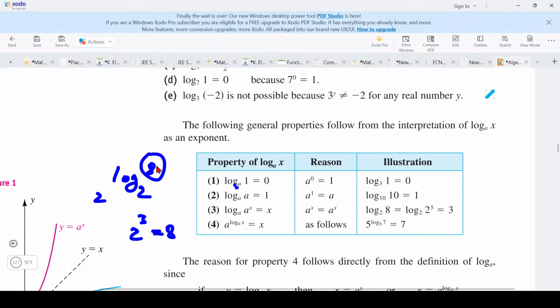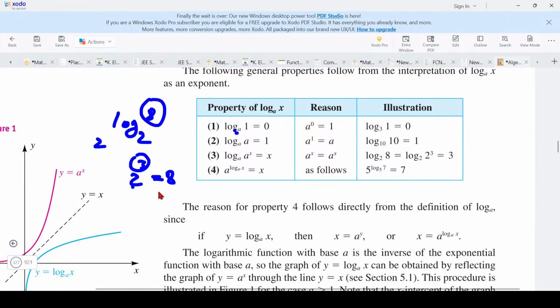Basically, 2 raised to what power will give 8? That is 3. Now you are actually raising 2 to that power, so obviously you should get 8. Agree? Please convince yourself again. 2 raised to what power will give 8? That is some power. Now you are actually raising 2 to that power. So obviously you should get 8. Agreed?